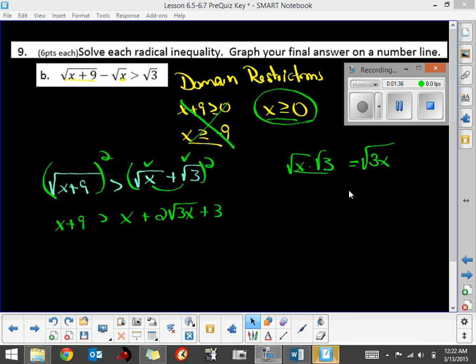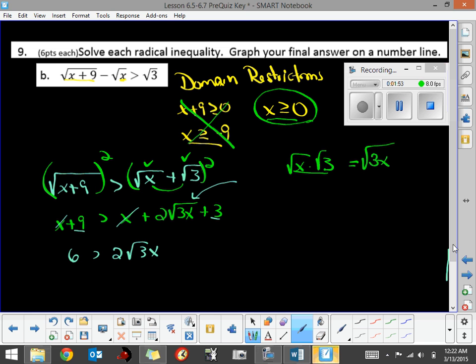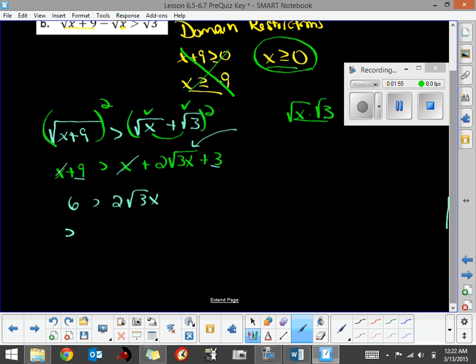So we're going to collect our like terms so that we can isolate this radical one more time. So we're going to subtract x from both sides. Then we're going to subtract 3 from both sides, which makes 6 is greater than 2 times the square root of 3x. Then we're going to divide by 2. And if I divide by 2, we get 3 is greater than square root of 3x. That's all into the radical. To get rid of the square root, we square both sides, so that means 9 is greater than 3x.